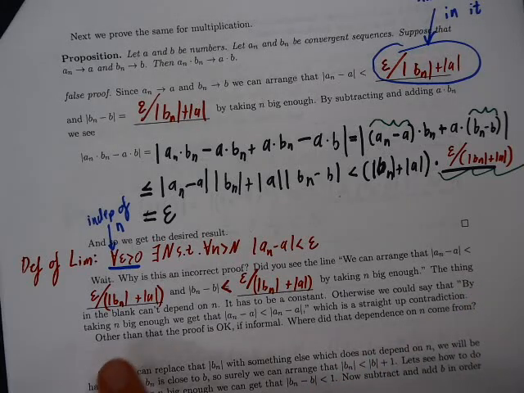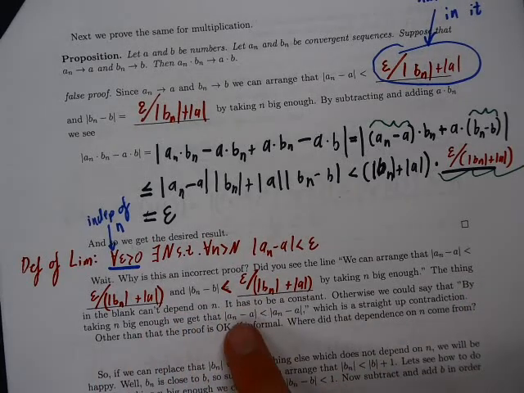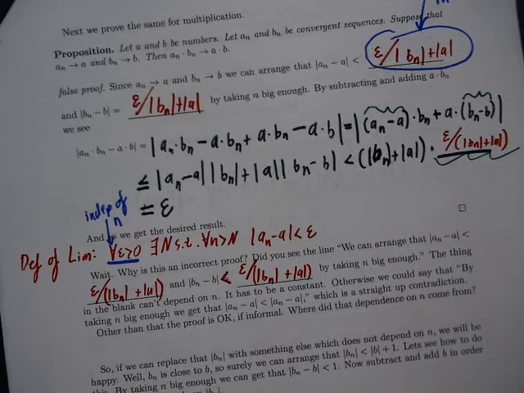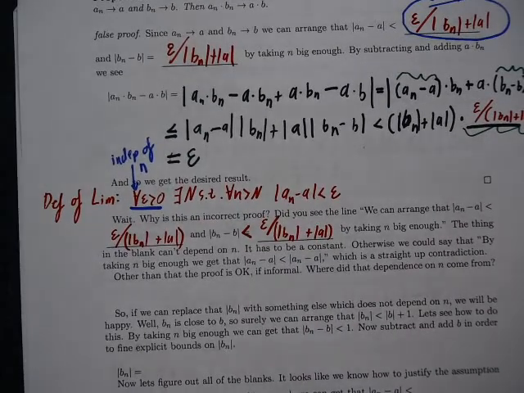By taking n big enough, we get that absolute value of a sub n minus a is less than absolute value of a sub n minus a. And that's obviously a straight up contradiction. So if this quantity you put up here is allowed to depend on n, then absolutely nothing ever can converge. And that would be a bad state of affairs. So let's try to fix that.